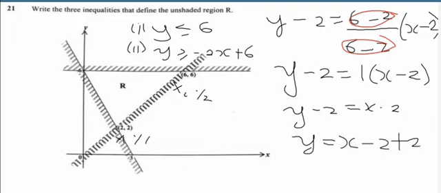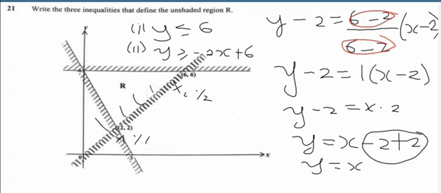Now negative 2 plus 2, these two things, we are going to get what? 0. So therefore, y is going to be equal to what? To x. Now the part which is not shaded here, is it greater than or less than? It is greater than. So just say y is greater than what? x, which is y is greater than x. Let's move on to the next one.